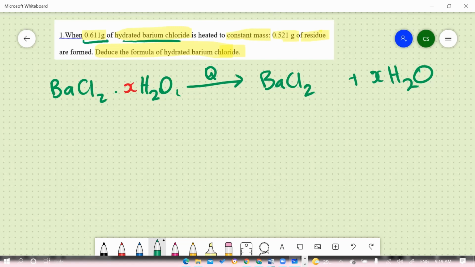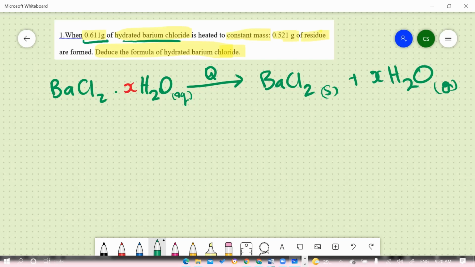So state symbols. The BaCl2 dot XH2O, what you start off with, should be aqueous. And then BaCl2 should be solid. And then the XH2O should be gas. You're going to lose it as a volatile, so you're going to lose it as a gas.